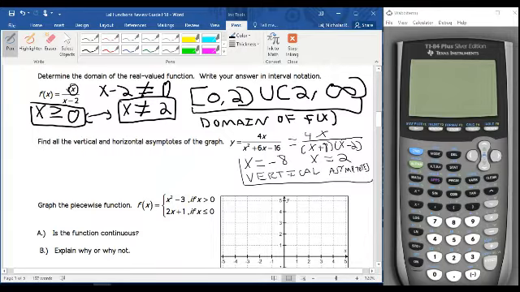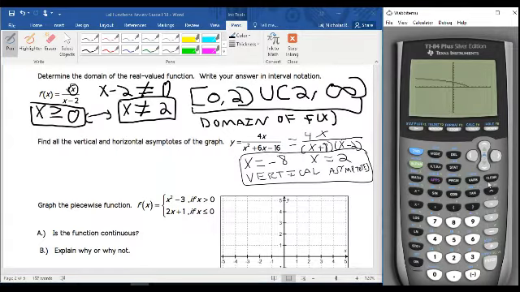All right. And to help find our horizontal asymptotes, we can use our calculator and look at the end behavior here. All right. So our function is 4x divided by x squared plus 6x minus 16.